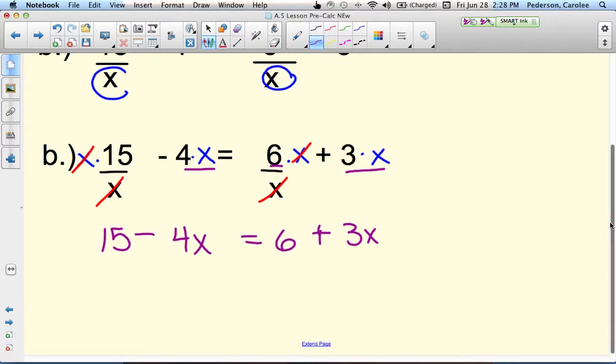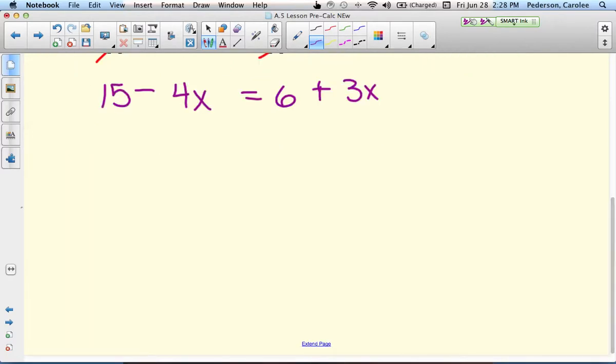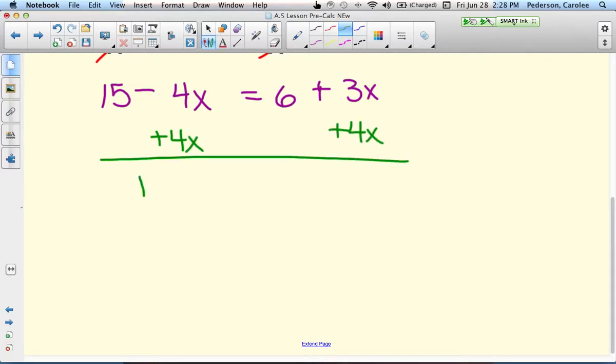Now we solve it just like we do with other linear equations. We want to combine like terms. So let's get our x's together. So I'm going to add 4x to both sides. So I'm left with on the left is just the 15 because the 4x and the negative 4x cancel. And then 6 plus, and now these become 7x. 3x plus 4x is 7x.